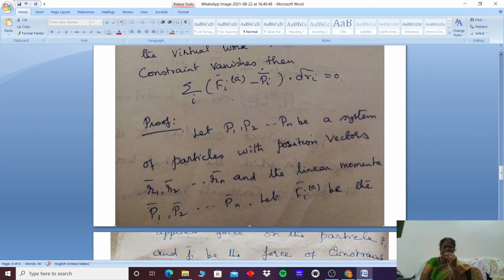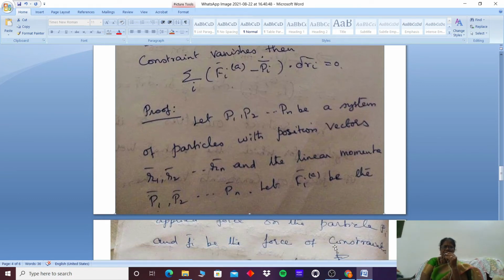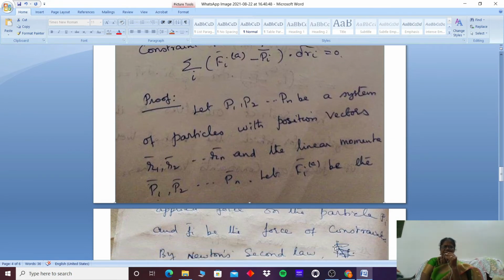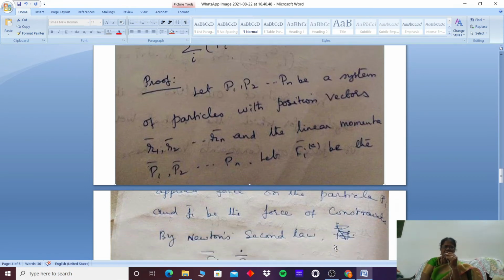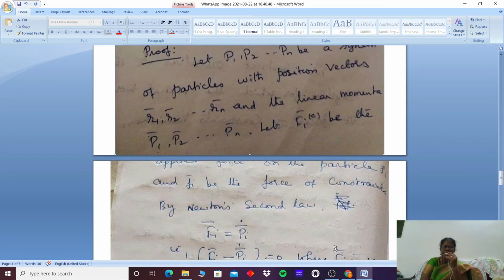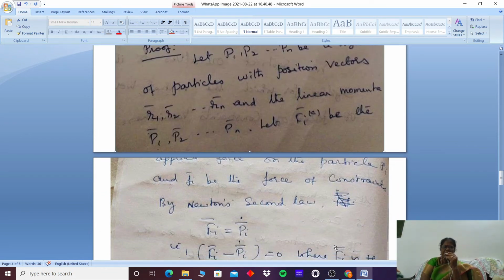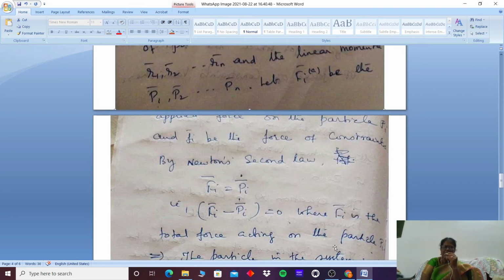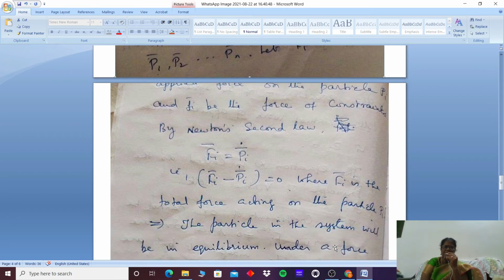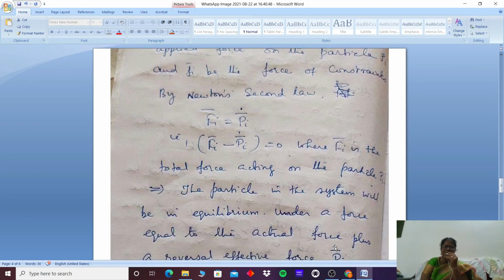Let P1, P2, etc., Pn be the system of particles with position vectors r1, r2, etc., rn, and linear momenta p1, p2, etc., pn, where these are vectors. Let Fia be the applied force on the particle and small fi be the force of constraint. Then by Newton's second law, we know that the total force is equal to the derivative of Pi with respect to time, that is Pi dot. If you bring it to the left hand side, that gives you Fi minus Pi dot equal to 0.